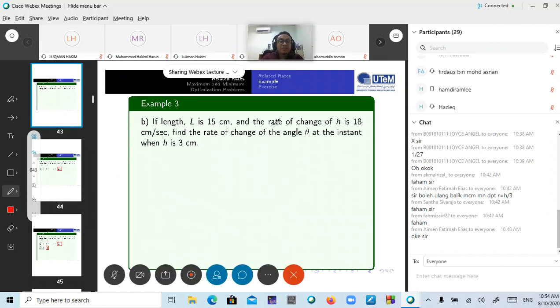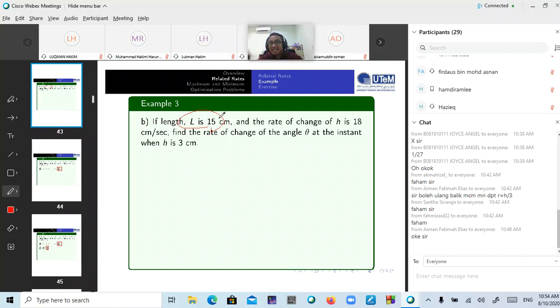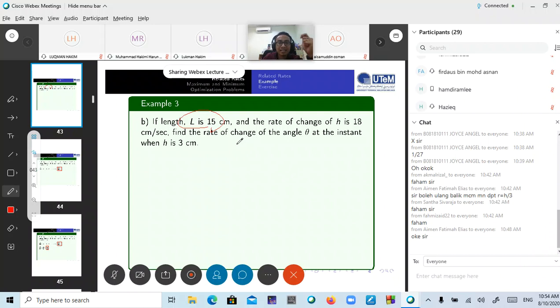Question B: if the length is 15 cm. L is 15. Remember, it's given L equals 15. L is the pendulum string, so you can substitute 15 directly. Why can you substitute 15 directly? Because the pendulum string stays the same even after 1000 years, unless it snaps. Okay, you can substitute 15 directly. And the rate of change of h is 18.